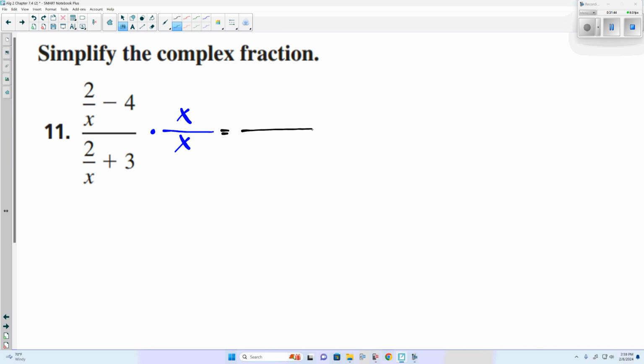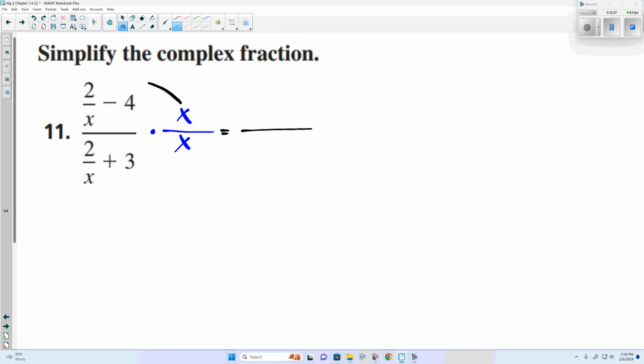Not just take the 2x. We can't because of the minus and plus. Because they're stuck together. The 2 over x minus 4 is one term. They're stuck together. Otherwise, yes. Because if we could, that'd make this problem a whole lot easier. But because of that addition and subtraction, they're stuck together.